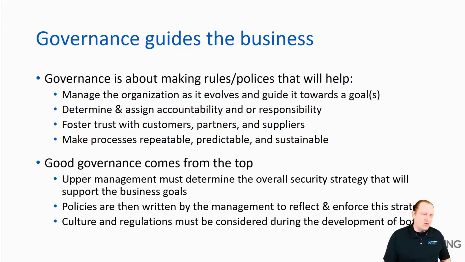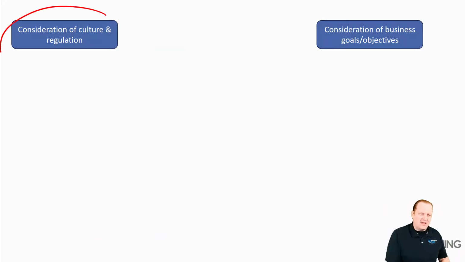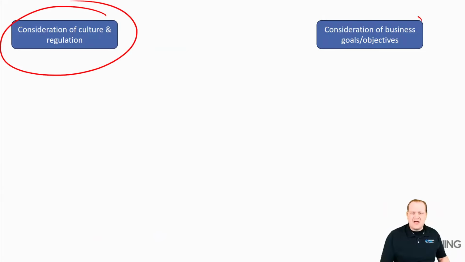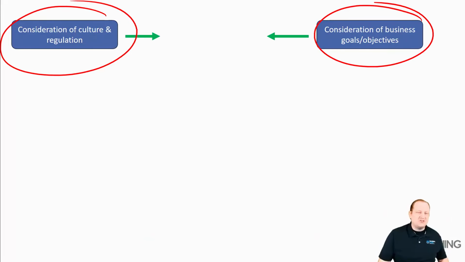Now, I don't know about you, but I'm a bit of a visual person. A wall of text don't do much for me. I like a good diagram. Maybe you feel the same. This is perhaps then just a different way to look at what I was trying to discuss there. Culture and regulations need to be considered, as well as what are the business's goals. With both of these taken into mind, upper management would be in a position to develop a security strategy.